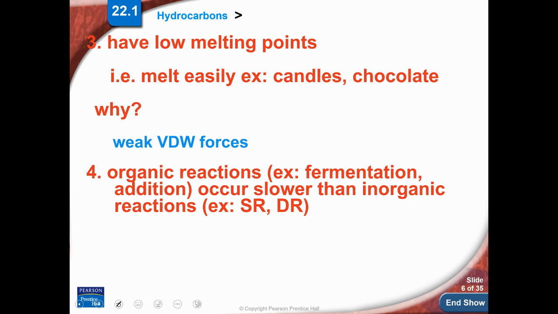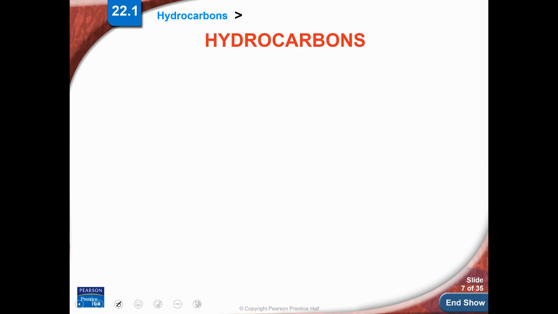So now organic reactions, right? Those are chemical reactions that involve organic compounds, compounds containing carbon and hydrogen. They occur slower than our inorganic reactions. Remember, our inorganic reactions are the single replacement, the double replacement, synthesis, decomposition. And you need a high activation energy. When we get to our kinetics, we'll talk about activation energy, right? That's the energy needed to start a chemical reaction.